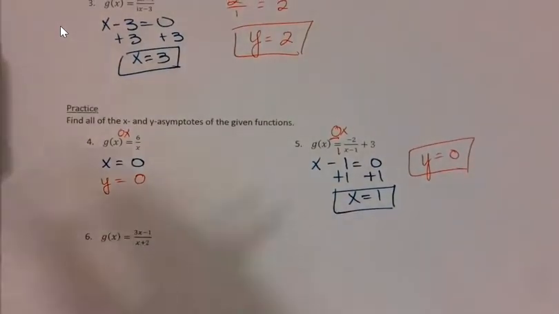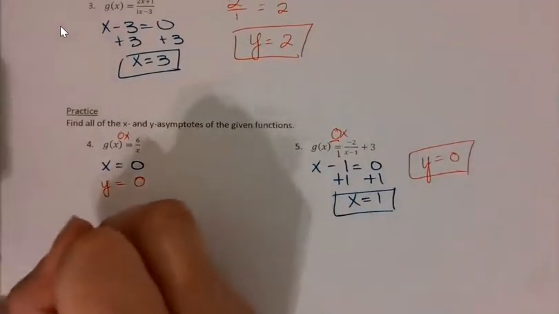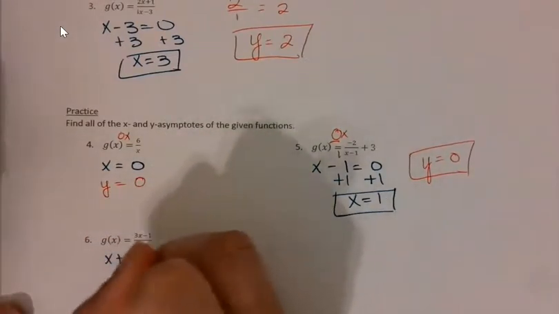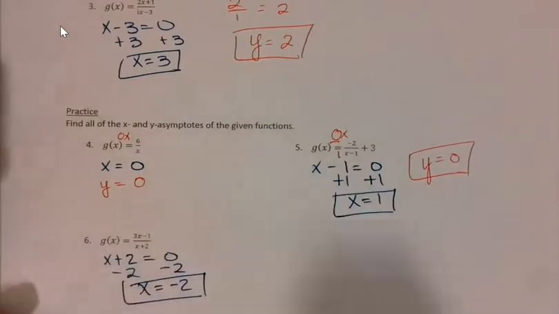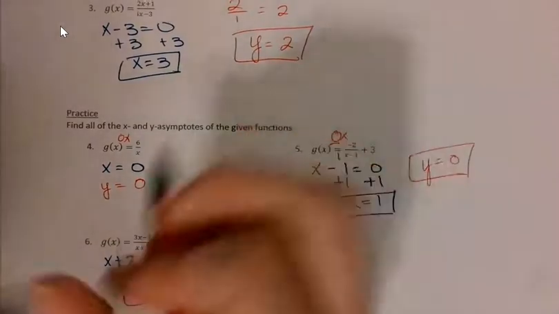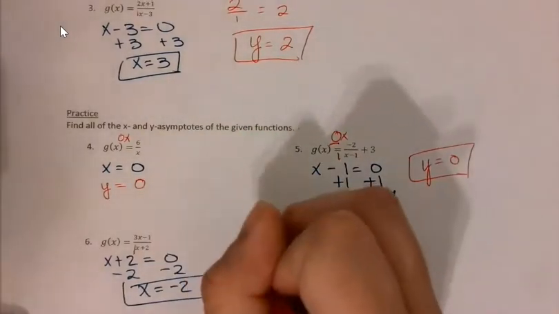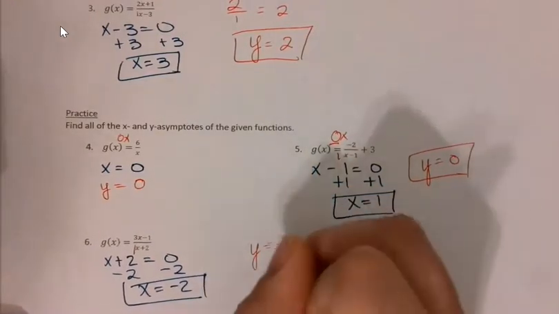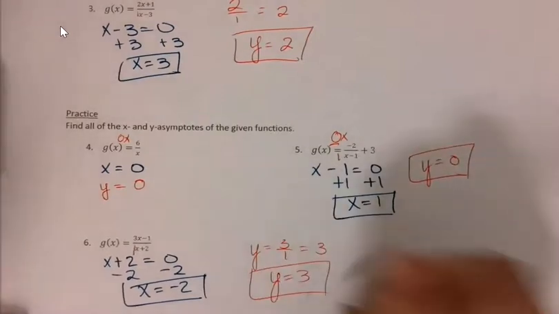Okay. For number 6, I take my x plus 2, set it equal to 0, subtract 2 on both sides, and I get x equals negative 2. And then for my y asymptote, I have 3x on top, 1x on bottom, so I have y equals 3 divided by 1, or just 3. So my y asymptote here is y equals 3.